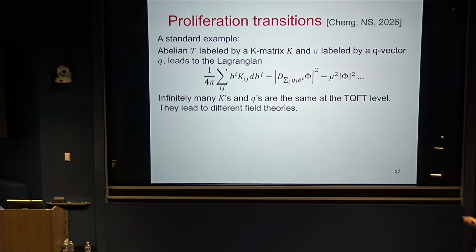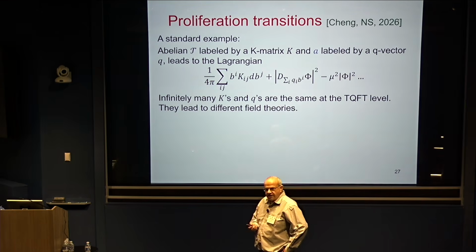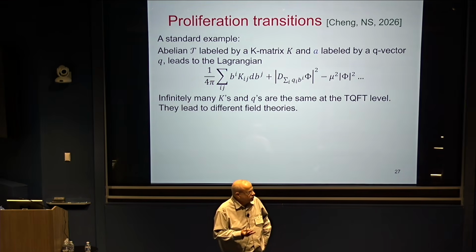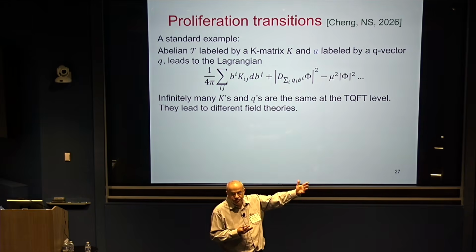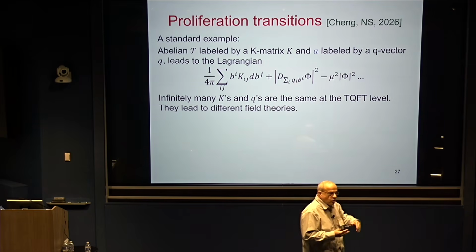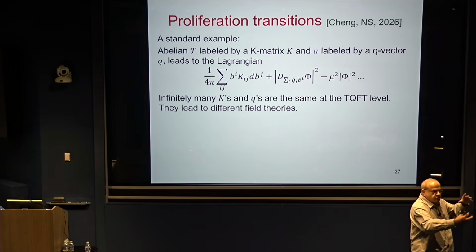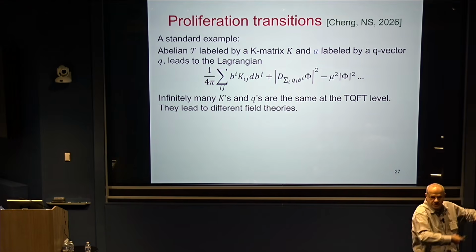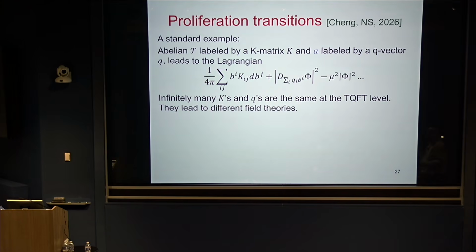So the puzzle we had before: there are infinitely many Ks, and for a given K, there's an infinite number of Qs which lead to the same anion. So the same TQFT is labeled by an infinite number of different Ks, not just by changing variables, because we can tensor different things and mix them, etc. And for a given K, there's an infinite number of Qs, because we can always shift Q by a vector of integers times K. So that gives us another Q.